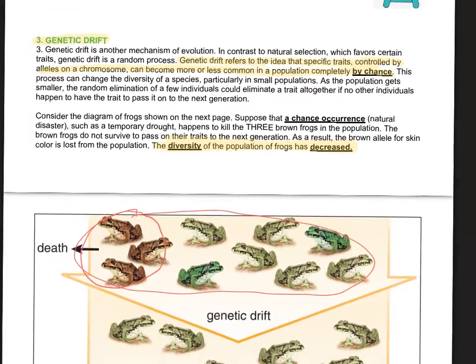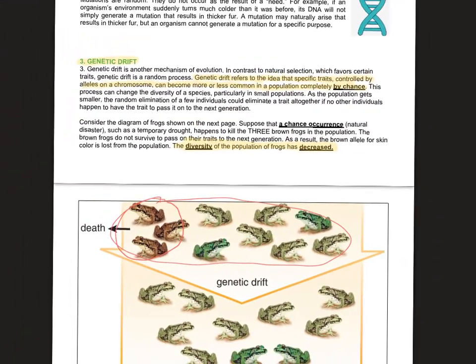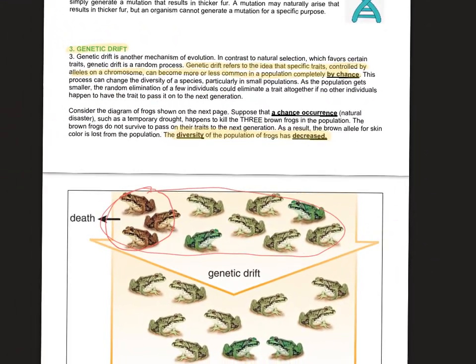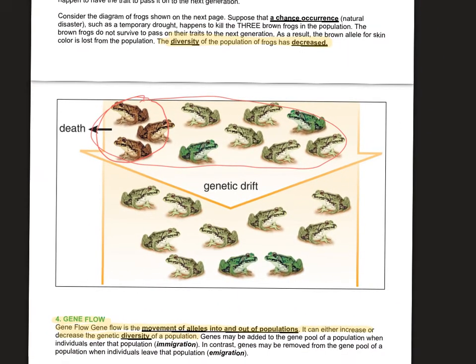Genetic drift. Genetic drift refers to the idea that a specific trait controlled on a chromosome can become more or less common in a population completely by chance. So in this case, remember the frogs died out. The brown frogs died out, and only the green frogs survived. So this is going to decrease the diversity because you took out a whole section of the population.